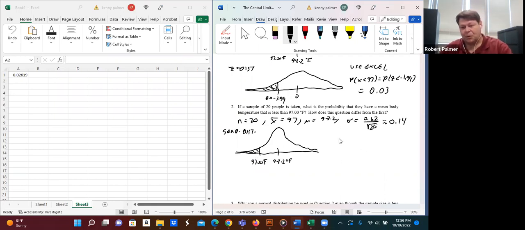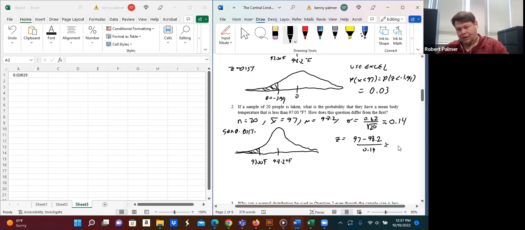So let's find our z-score. Our z is going to be x bar, 97, minus 98.2, now divided by 0.14. So we're dividing by a number that's about a fourth smaller, so expect a larger z-score in absolute value, though still negative. 97 minus 98.2 is negative 1.2, divided by 0.14. So that's going to be negative 8.57, to 2 decimal places. So that's really far away.